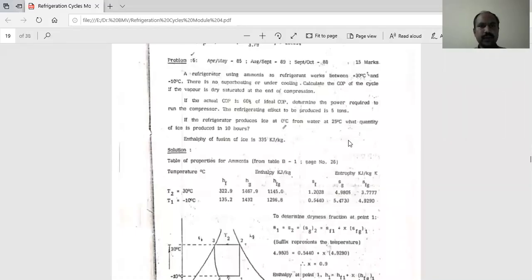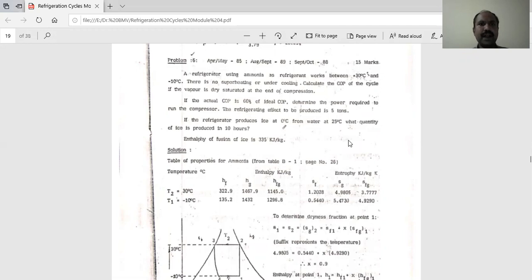In this session, I'm going to discuss module 4, the continuation of this problem. I have to solve two more problems. Then I will finish this module 4 and move on to the last module, module 5, that is air compressors. Now I'll read out the problem on refrigeration system.